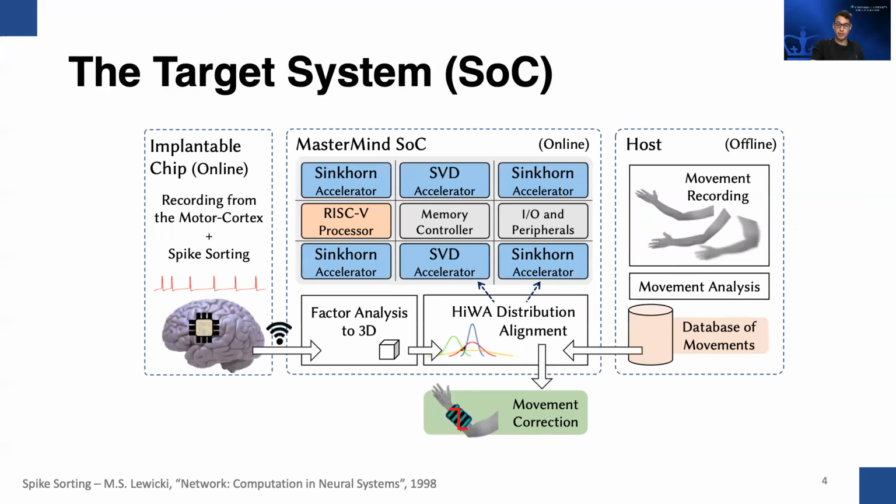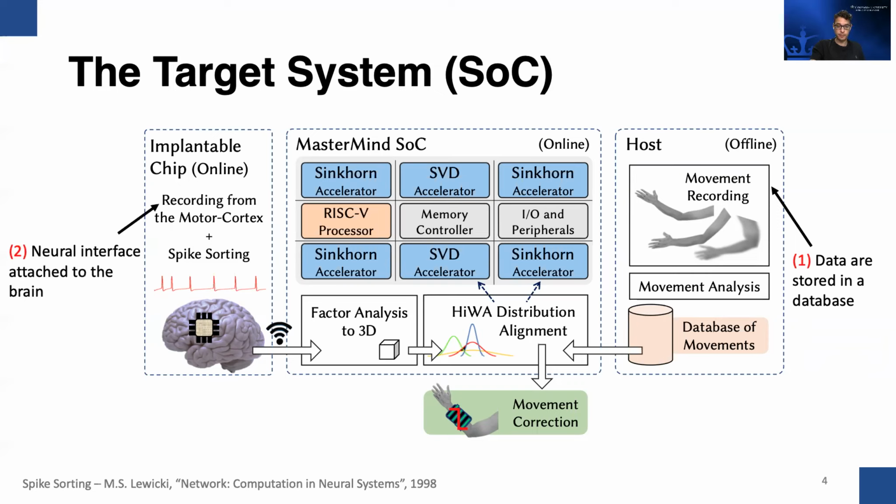Our target system is composed of three main parts: an implantable chip, a separate system on chip, and a database. In this work, our main focus was on the SoC that is designated to execute the BCI algorithm. The SoC should provide results in real time and maintain low power consumption. The flow of the system starts with an offline phase of gathering data and storing it in a database. In our case, the data are body movements.